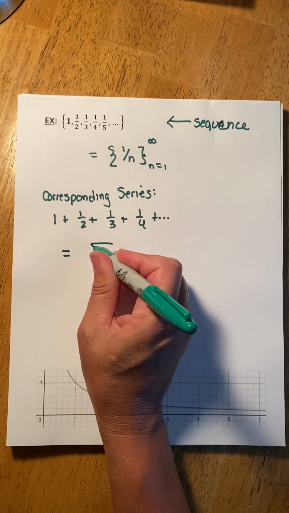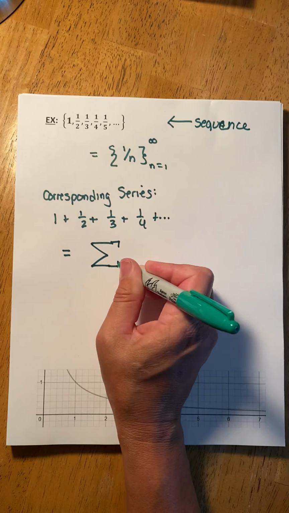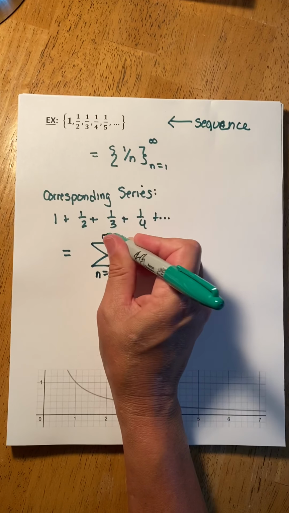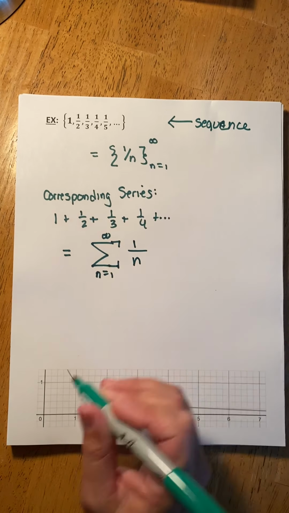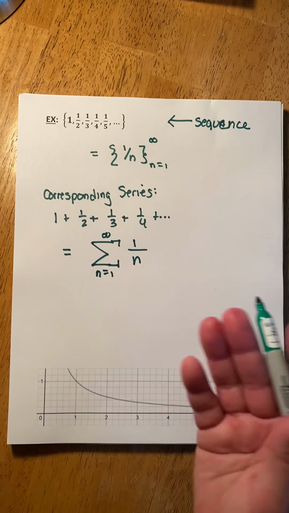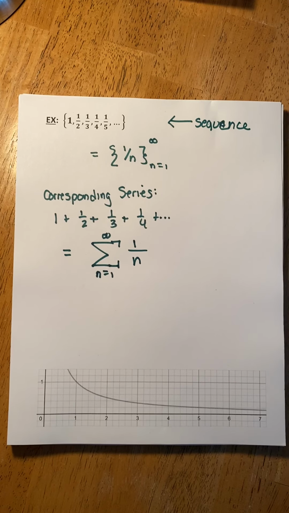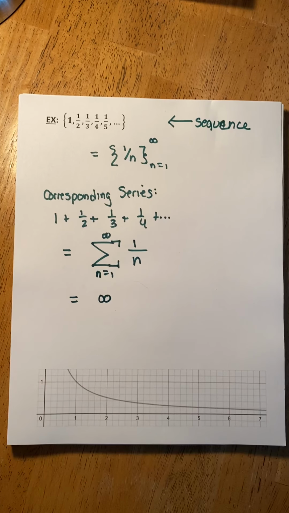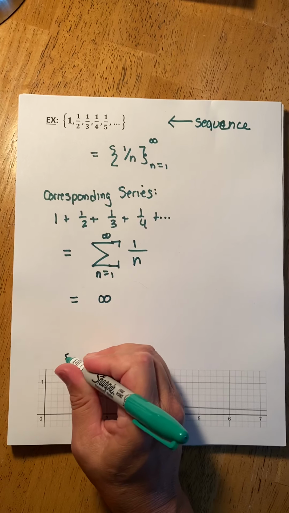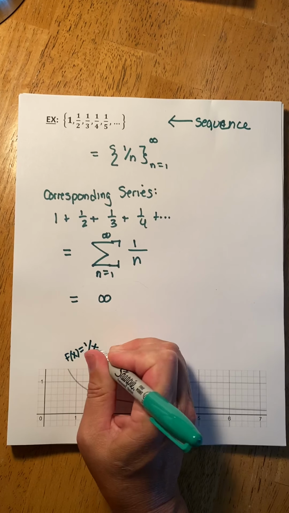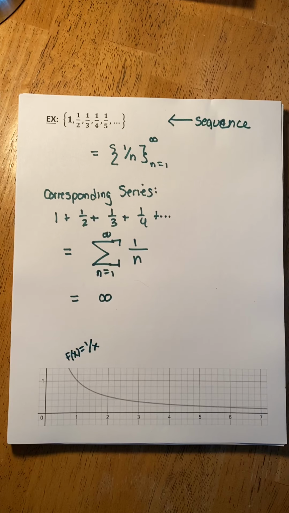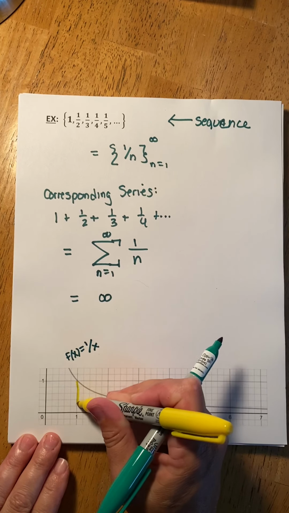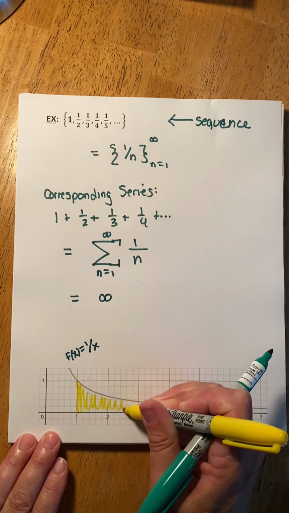And we write this in series notation: n equals 1 to infinity, sigma means sum, 1 over n. That doesn't look much different than the previous example, but if we add up these numbers infinitely, the sum is infinity. So how can that be? Proof. Well, let's look at the graph of f of x equals 1 over x and look at the area from 1 to infinity. So we're backpedaling to chapter 7.